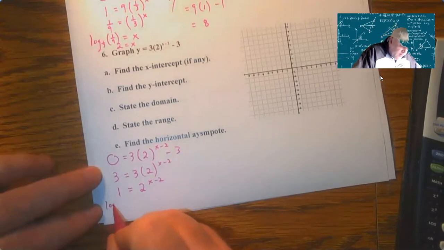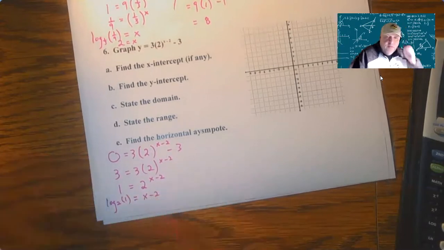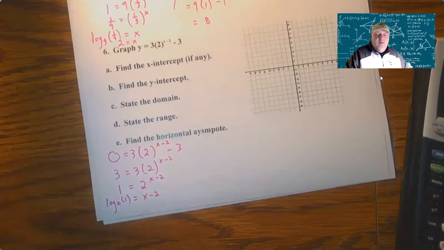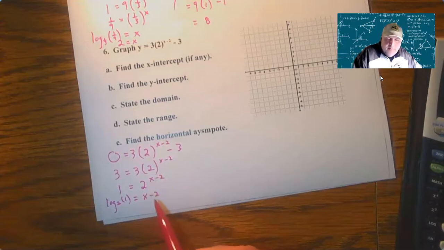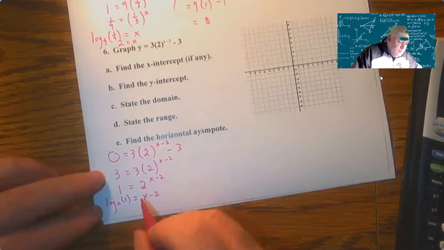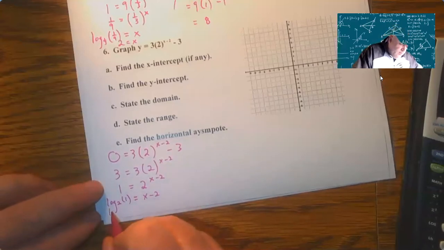will be log base 2 of 1 equals x minus 2, log base 2 of 2 to the x minus 2. I'm skipping that step, but it always works out where that exponent piece comes down, and then you have a log base 2 of 2 times that. So it's whatever the exponent is, that just comes down on that side. And then you're going to add 2.